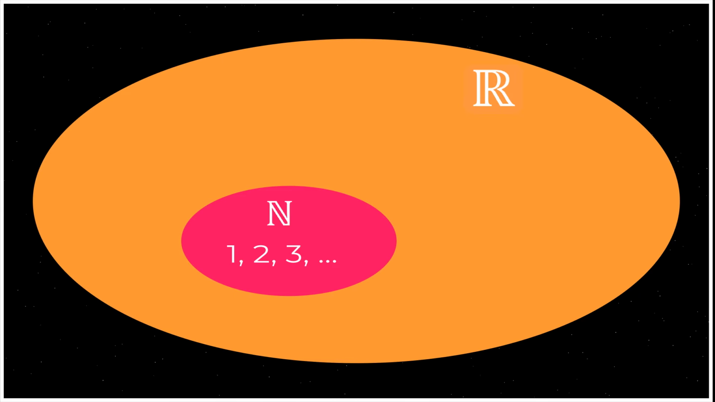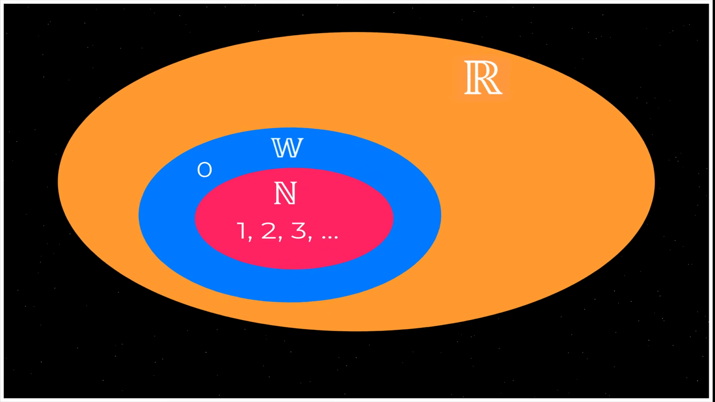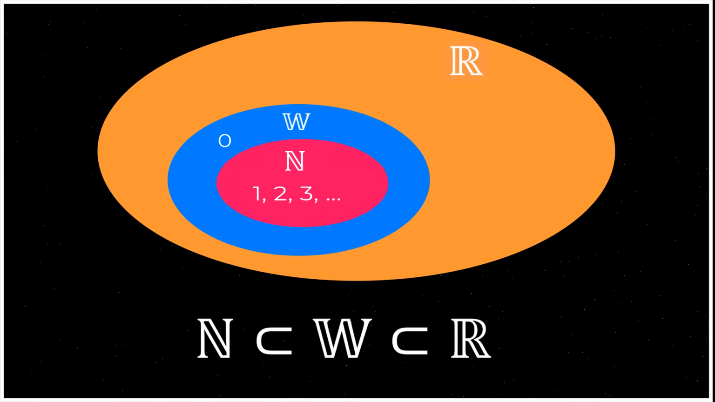Given that whole numbers include natural numbers, we can illustrate the set of whole numbers by drawing a set that contains the natural numbers, and we can label the set using the double-struck W symbol. Also, given that whole numbers include the number 0, and given that this is not a natural number, we place the number 0 in the blue space only. Now, what you see on this Venn diagram can be written as the set of natural numbers is a subset of the set of whole numbers, which is a subset of the set of real numbers.